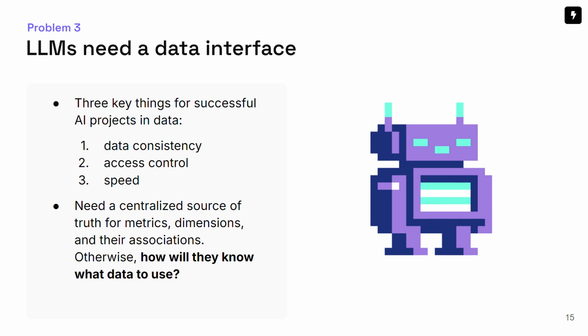You need access control, especially in really large enterprise organizations. And then, we're in the era of TikTok, so speed is a thing. People have no attention span. If it takes too long, they're just going to ask the data team to do it for them. So it needs to have this speed as well. And ultimately, these AI tools and LLMs need a centralized source of truth for metrics and dimensions. Otherwise, they just don't know what data to use, right? And a semantic layer offers a solution to this.